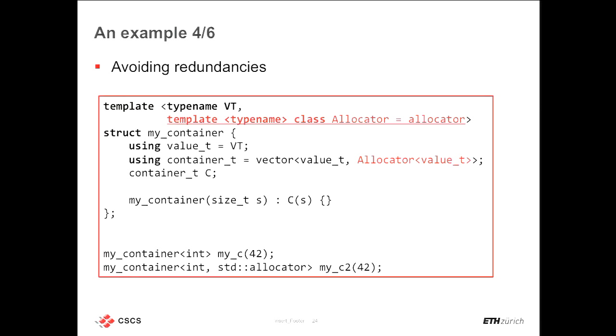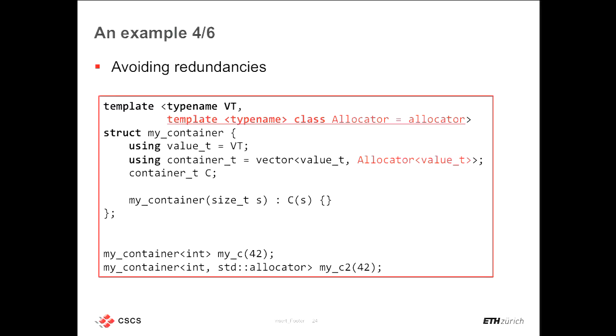What does it mean? Allocator, the standard allocator, is a template which takes the type that you want to allocate, the value that you want to allocate. The class here is mandatory, is the keyword you have to use. So it's template typename class Allocator. Here I'm saying Allocator is a template which takes one template argument. And now, my container type will be vector of ValueType with an allocator of ValueType.